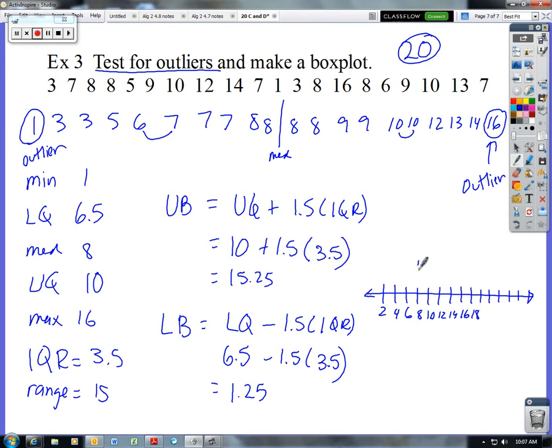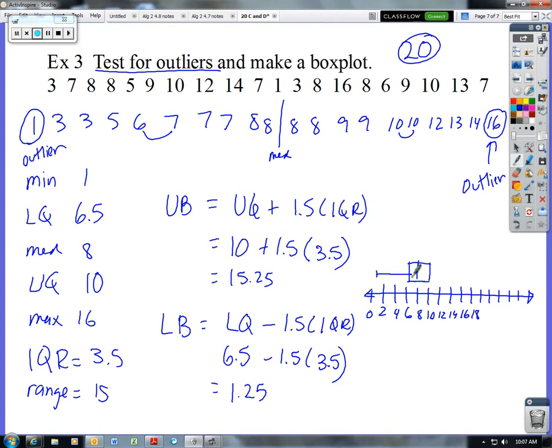We're going to start with our median at 8, which is right there. We've got a lower quartile at 6.5. That's kind of hard to tell because I've got such a small scale here. And then we've got an upper quartile at 10. So kind of a little box. And then the min, oh, I need to put 1 on here. Okay, here's a min, the small whisker.